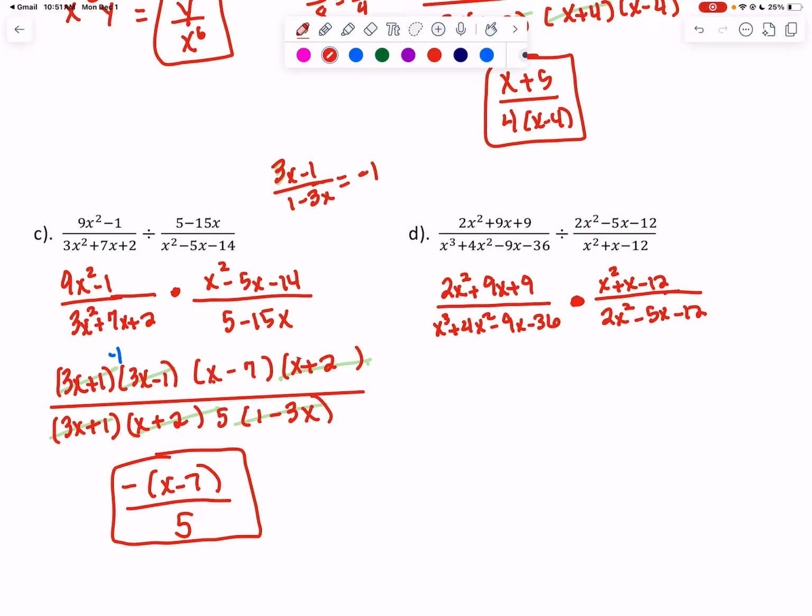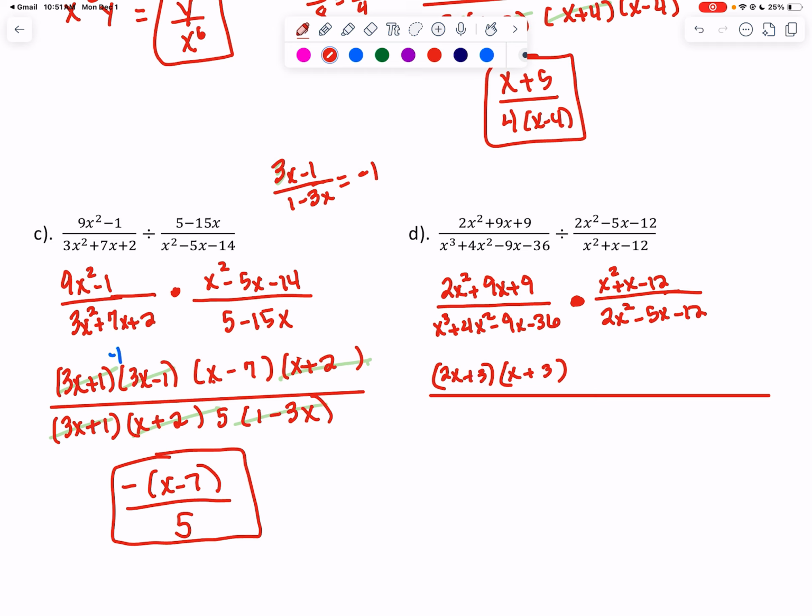All right, now we can begin to factor everything. So I'm going to draw a really big fraction bar, and I'll start with 2x squared plus 9x plus 9. So for 2x squared, I'll use 2x and 1x. For 9, I think I'll use 3 and 3. Make them both positive. Let me check that. 6, yeah, that checks out.